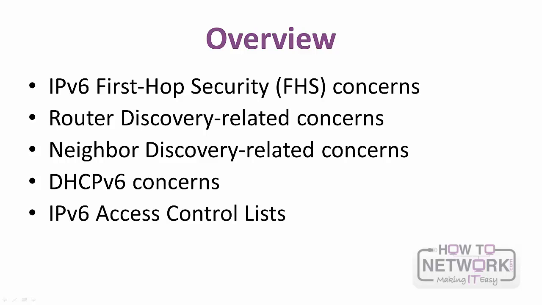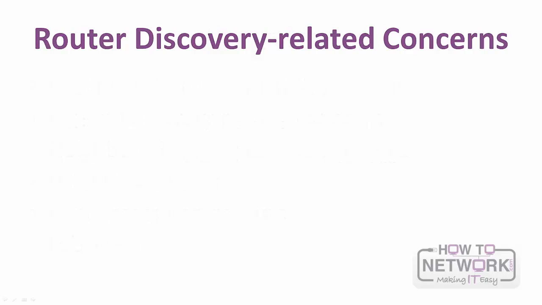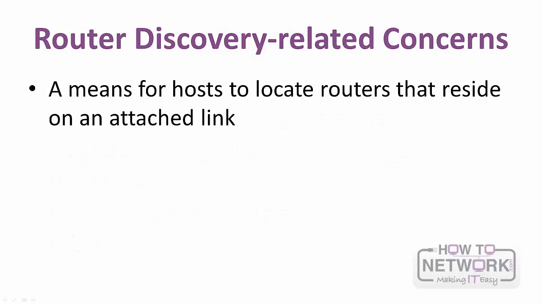This lesson also explores IPv6 access control lists, with configuration examples in a lab exercise using the common topology. Router discovery is a means for hosts to locate routers that reside on an attached link. However, it has some first-hop security concerns.